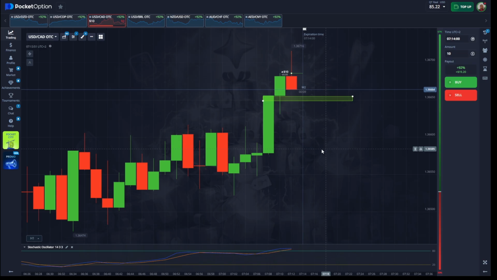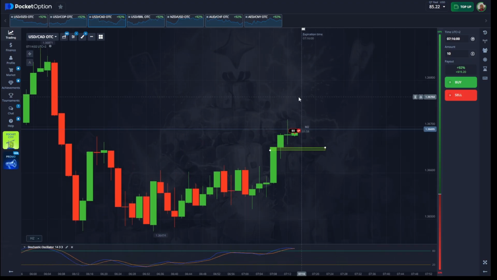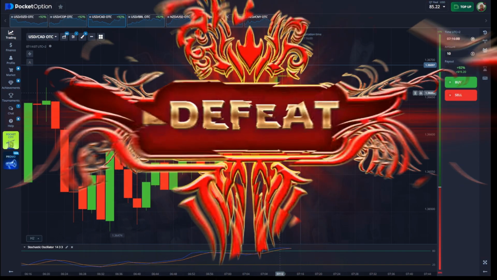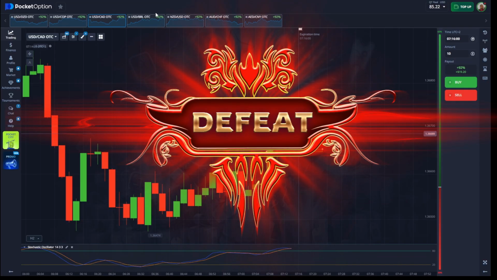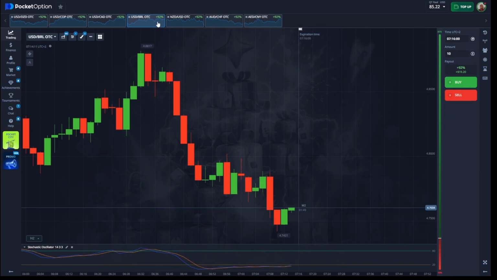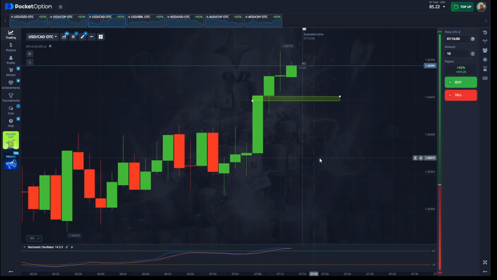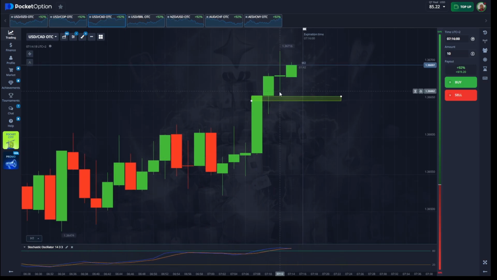Looking like it's just going to reject. Okay, go up, go up, go up. Oh wow, that was a close one. So that was a late entry. That was a late entry. All right, so what would I have done? I would have waited for this candle to come at least close to my entry point, but it's all good.